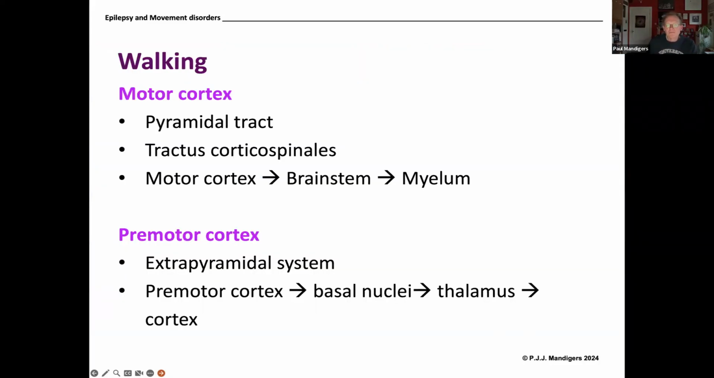When we are talking about walking, when we are talking about a movement disorder, then you have to realize that there are two basic systems that make it possible that we are able to walk. And that's the motor system, divided in a motor cortex, which is actually using the corticospinal tract, and that moves from the motor cortex to the brainstem to the spinal cord. And there is the premotor cortex, and that's actually the system what we call extrapyramidal system, which is actually going from the premotor cortex to the basal nuclei to the thalamus, and the thalamus communicates with the cortex. So these two systems are actually responsible for the fact that we are able to walk. And if something goes wrong here, and it's mainly in this system, then you get a movement disorder.